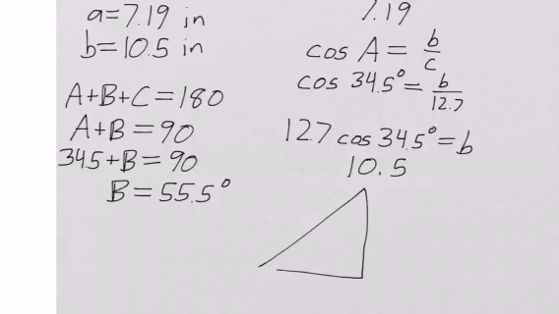So we know the triangle is going to look like this: the angle there is 34.5 degrees. The angle up here is 55.5 degrees. We were given the hypotenuse of 12.7. We know that this side is 10.5, and this side is 7.19. So that's how we solve when we are given an angle and a side. In the next video, we're going to take a look at just being given two sides, not an angle.